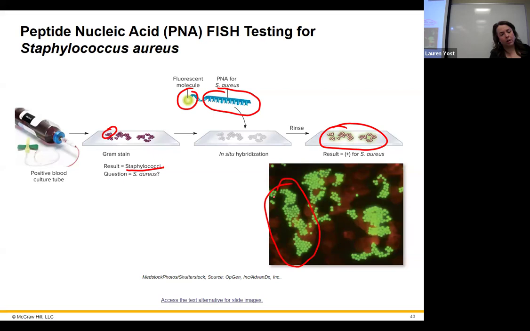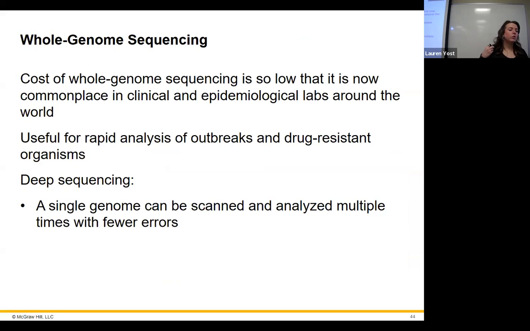And that means that it's Staph aureus. So that's a sequence specific to Staph aureus that we're using to match up. You can also do whole genome sequencing. It's pretty commonplace, pretty easy, and pretty cheap now. We used to think of sequencing entire genomes as being very expensive and impossible, but not anymore.